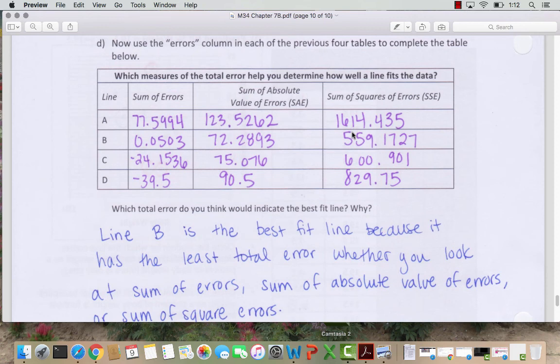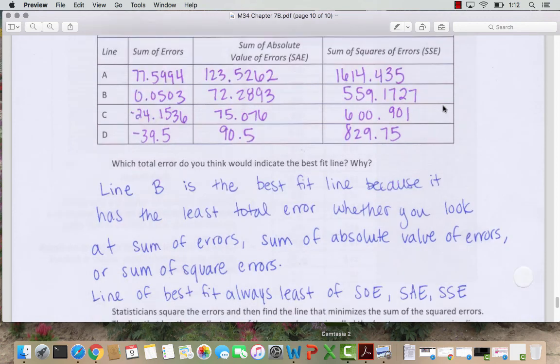The regression line is called the least squares regression line because we typically use the sum of squares of errors method to find the line of best fit. Any of these methods will help us find the same line of best fit, but the sum of squares is a little bit easier calculation-wise, because squaring is a lot quicker for a computer to do than finding the absolute value. So that's why our regression line is called least squares regression. That's the method we typically use.